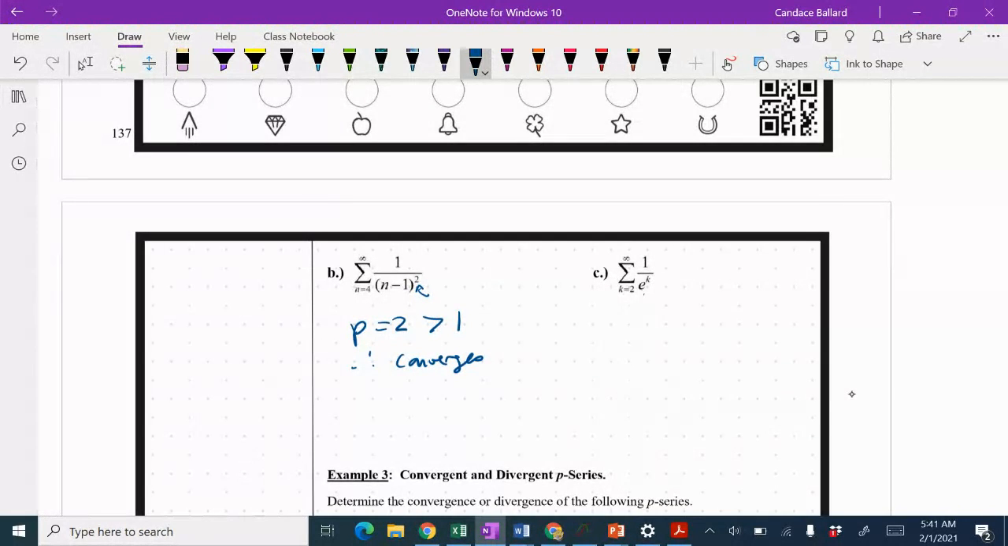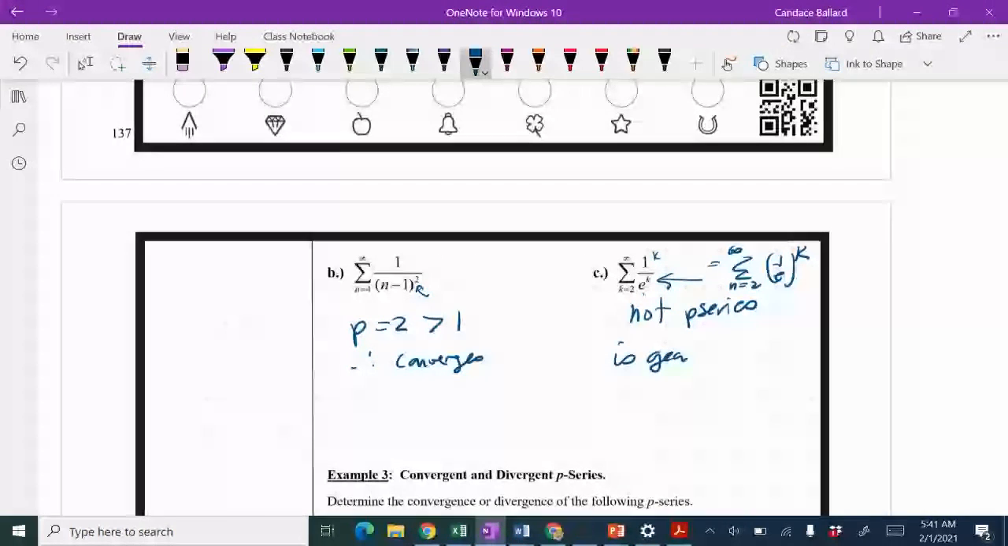And then looking at this one here, it looks a little bit weird. It is not a p-series because my variable is the exponent. So not p-series. However, if I rewrote it a little bit, I could put the k there. It's really the same as the sum as n equals 2 to infinity of 1 over e to the k. It is geometric, okay, with the r equal to 1 over e, and when the r is less than 1, we do know that it converges. So it does converge, it's just not by p-series.